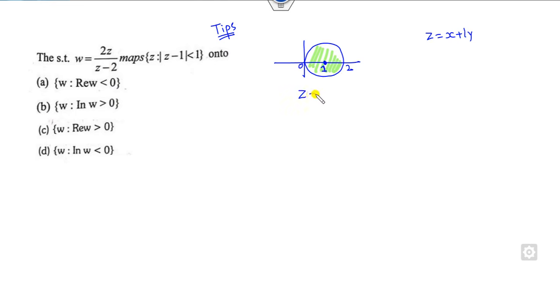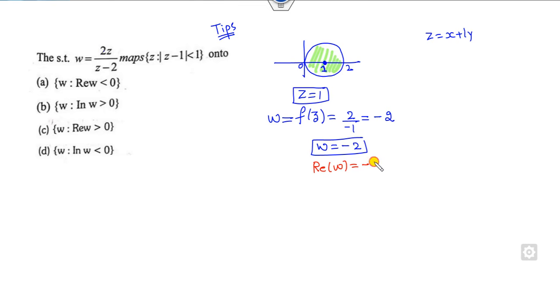I call z as 1, which is inside the region. Then what is the value of f(z)? That is w. What is the value of this? 2 over minus 1, which is minus 2. So w is minus 2. If w is minus 2, what is the real part of w? Minus 2. What is the imaginary part of w? 0. Now look at that. He said imaginary part less than 0. One counter example disproves it. Real part is positive, but we get a negative. Imaginary part is greater than 0. Again cancel. Only the left option is A, which is the right answer.